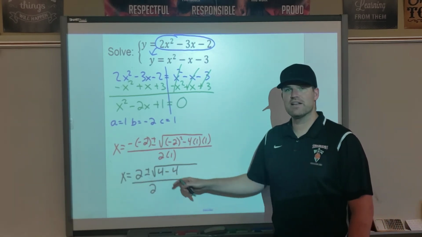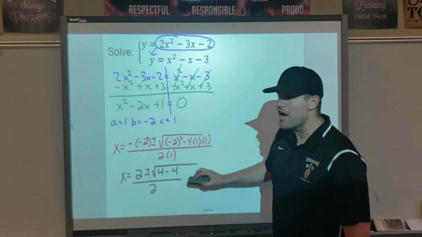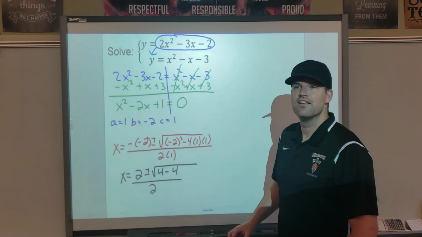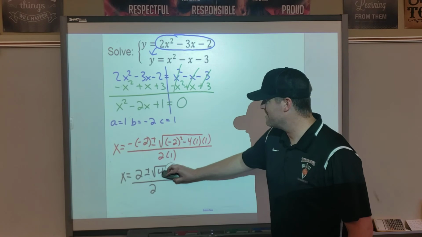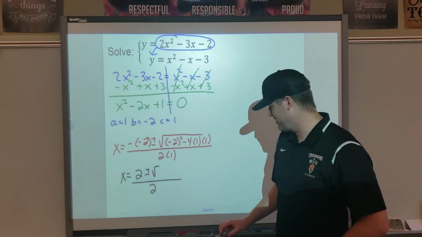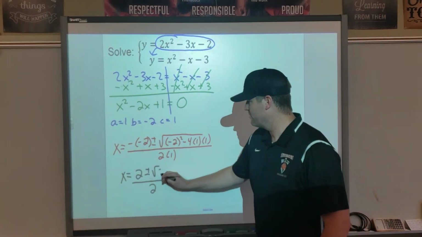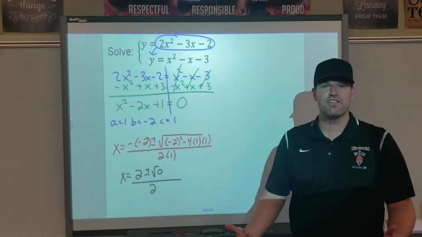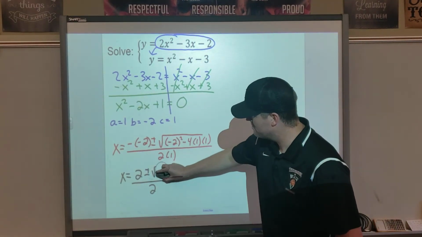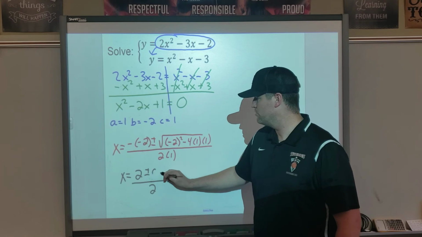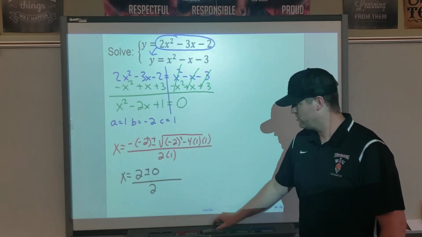Well, what is 4 minus 4? Calvin, what's 4 minus 4? 0. 0, very good. See, math is so easy, a second grader can do it. All right, so we get the square root of 0, and the square root of 0 is 0. So we really get 2 plus or minus 0 over 2.